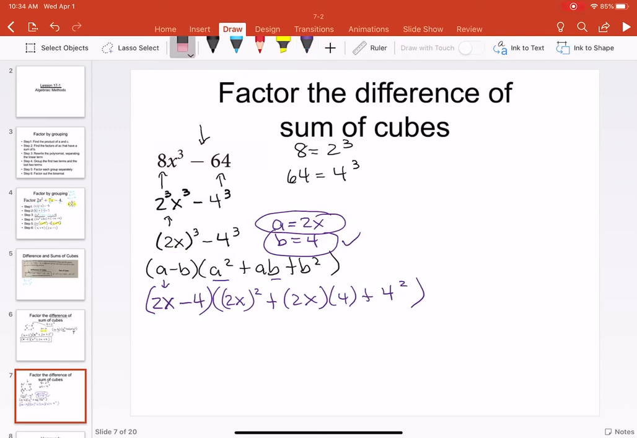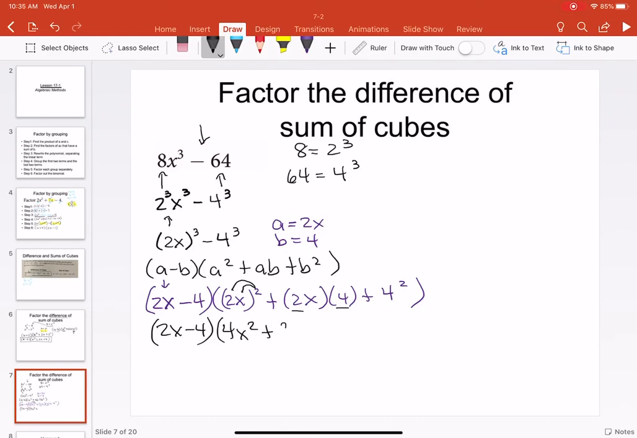Let me just clean this up. 2x minus 4, and this means the 2 is squared and the x is squared. So this is 4x squared plus, I multiply my constants, my numbers, so here I have 8x plus, and then 4 squared is 16. And that's it. That's how you do the difference of cubes. This is a difference, so this is your final answer here.